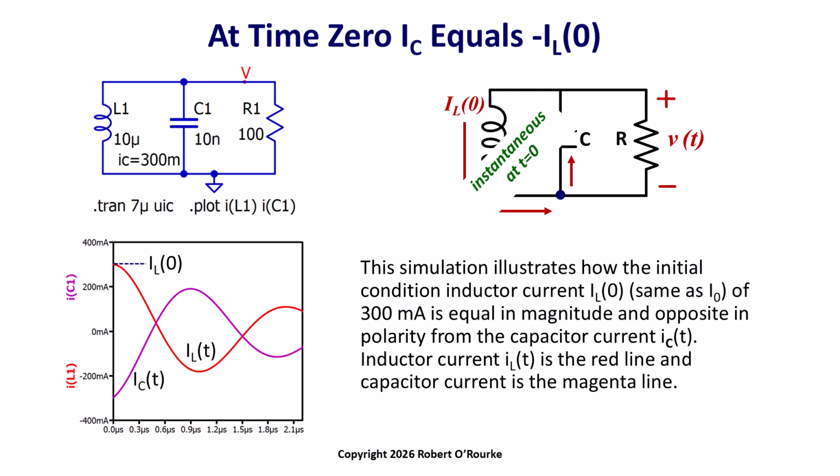Checking this capacitor current evaluation with Q-Spice simulation, we can see, at time zero, the negative capacitor current of the same 300 milliamp magnitude as the initial condition inductor current. Notice the use of UIC in the Q-Spice transient command.